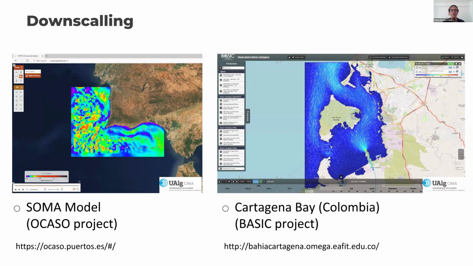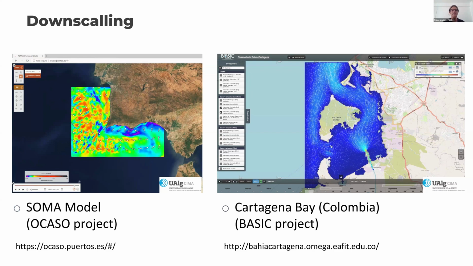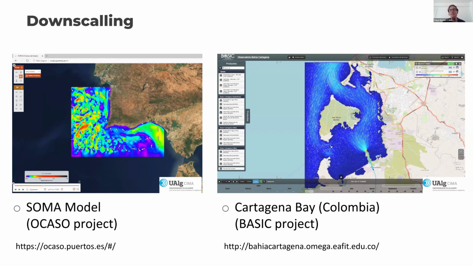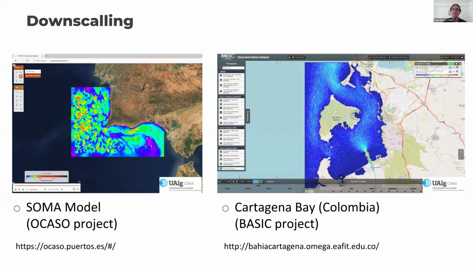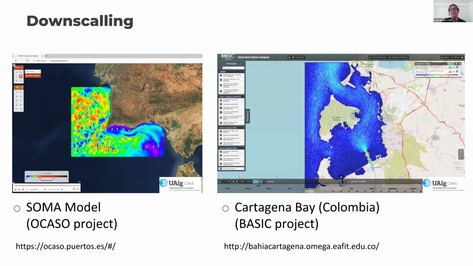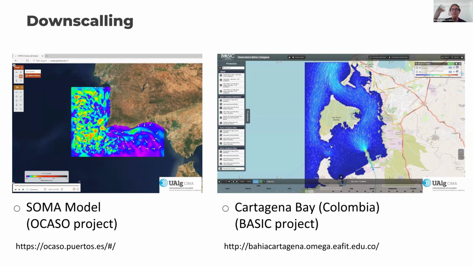So when we say it's operational, it means that every day we are running the model and producing results for the next 3 or 4 days. So we are doing forecast, okay? So we are predicting the future.